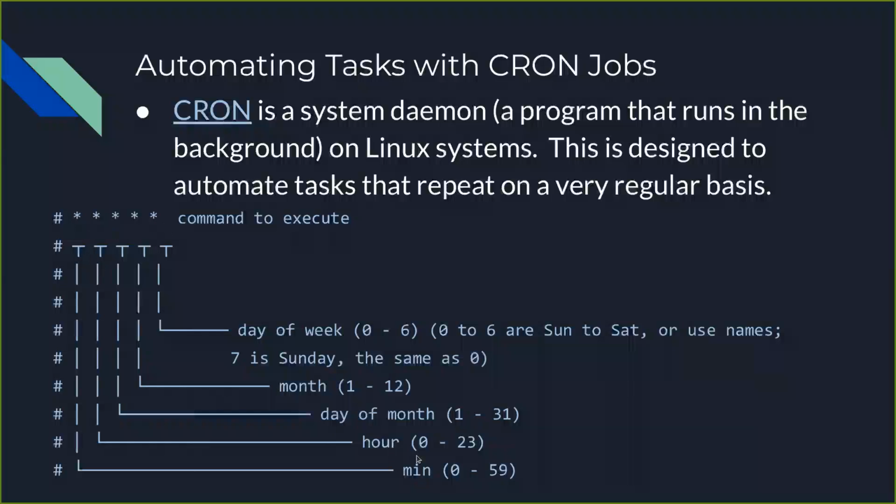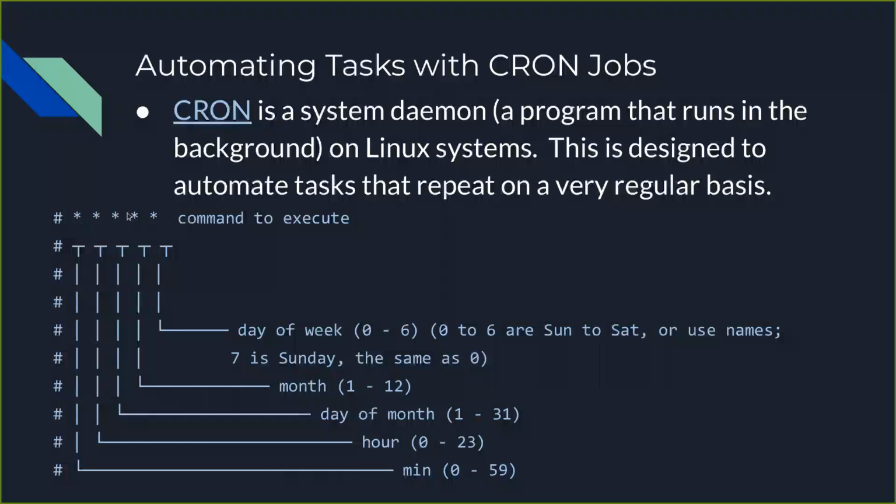These sets of numbers are the number of minutes between repeats, the number of minutes between command executions, the number of hours, the day of the month, and the day of the week. So for example, this is essentially saying repeat this command on this month of the year, on this day of the month, on this hour, and on this minute.